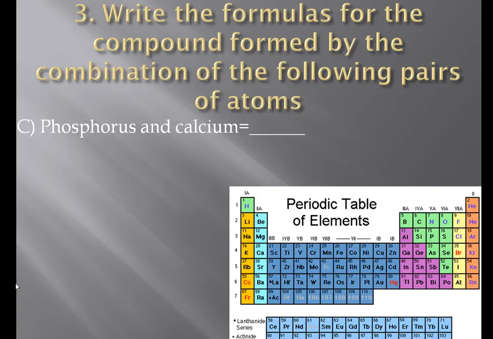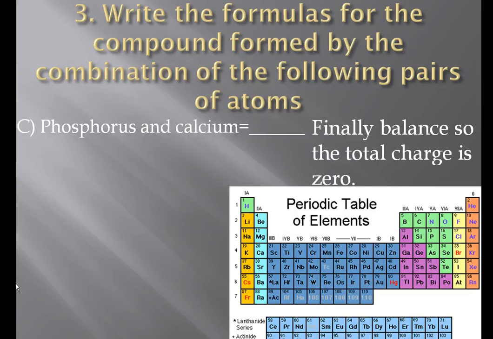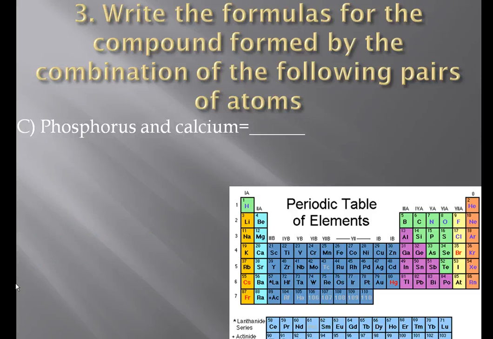Now we're going to look at phosphorus and calcium. So first find the charge of P, which is 3 minus, and we find the charge of calcium, which is 2 plus. Now we balance it out, so we got 2 plus and 3 minus, so we need 3 calcium and 2 phosphorus. So we get the formula Ca3P2.